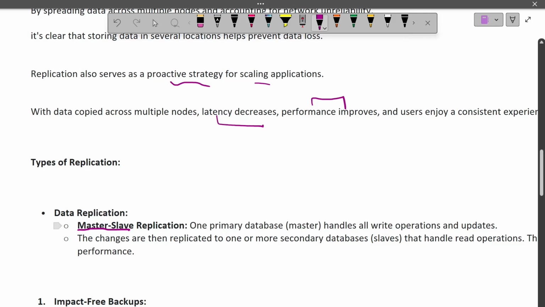Remember, I talked about the failover strategy. So, master slave replication means there will be a master, there will be a slave. What do we mean there is going to be a master? There will be one primary database. So, now we are talking of data replication. There will be one primary database.